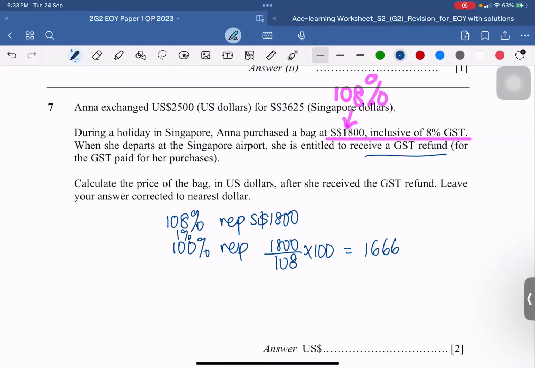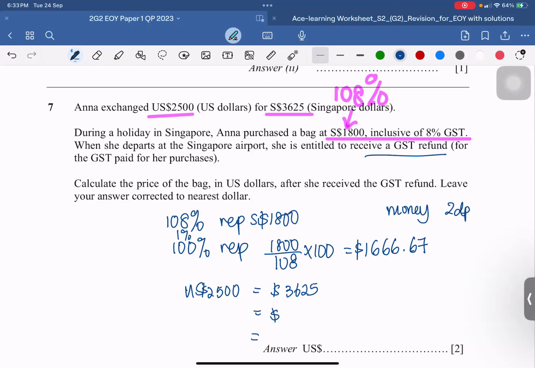So smart. 2 over 3, this one is in terms of money, so we write in 2 decimal places, it will be 1,666.67. Yes. But they give me an exchange rate. They say they want US dollars. So 2,500 USD represents 3,625. Then 3,625 divided by 2,500 or 2,500 divided by 3,625.